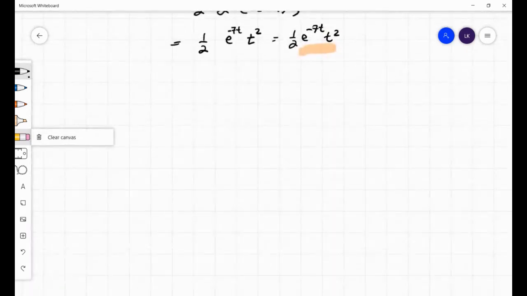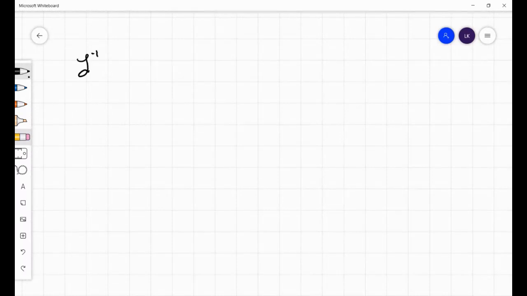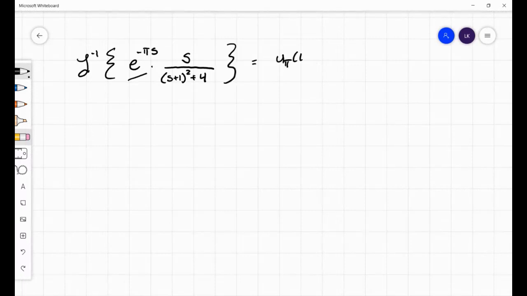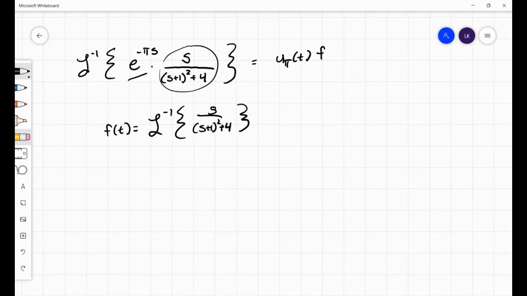So let's do another example of finding the inverse Laplace. Inverse Laplace of e to the negative pi s times s divided by (s plus 1) squared plus 4. This becomes a step function in the time domain. Then we're going to find the inverse Laplace of this. So let's call it F. So f of t is the inverse Laplace of this function. But we're going to replace t with t minus pi. So let's focus on finding the inverse Laplace of s divided by (s plus 1) squared plus 4.